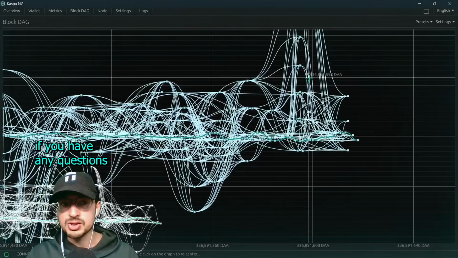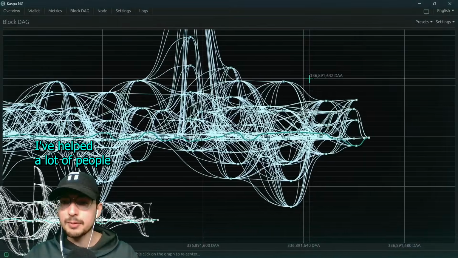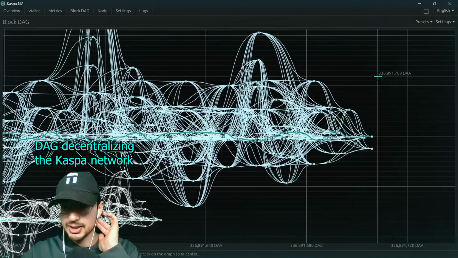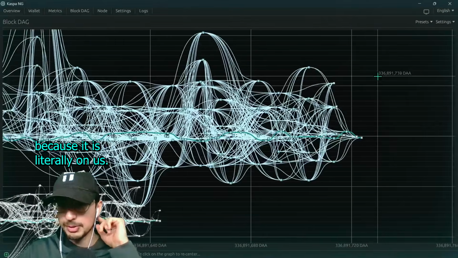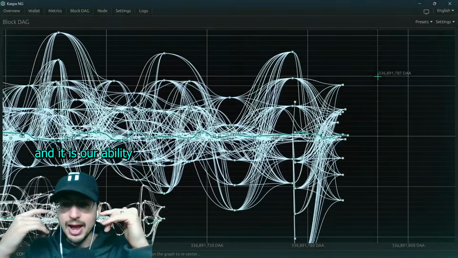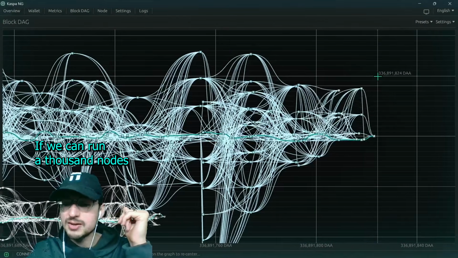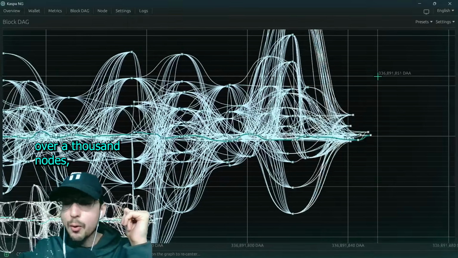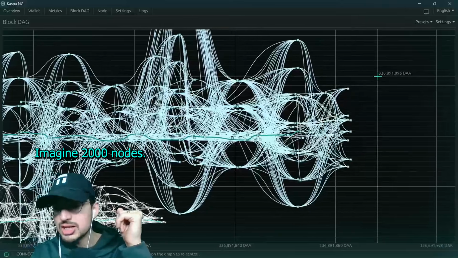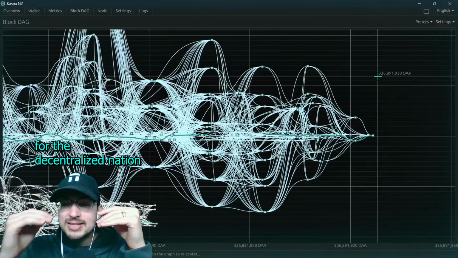Let me know if you have any questions with running your node, if you have any issues, because I do this a lot. I've helped a lot of people, and we have to really keep decentralizing the block DAG, decentralizing the Kaspa network, because it is literally on us. Every single one of us needs to run a node, and it is our ability to get to the amount of nodes that Bitcoin even has. If we could run over 1,000 nodes, that's a statement. Imagine 2,000 nodes. That's a major, major milestone for the decentralization.